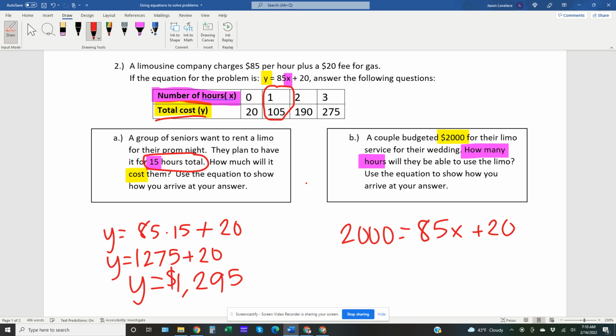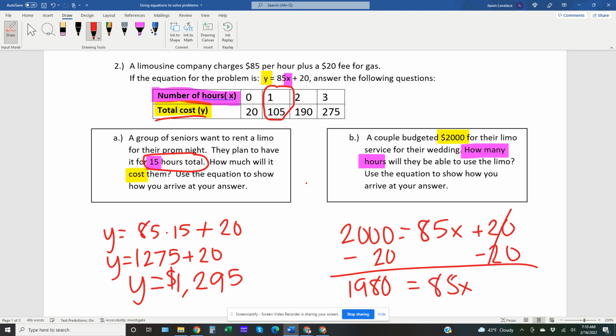I'm trying to figure out my number of hours, which in this scenario is X. So first, I'm going to take away the numbers on the right so that my X's are all by themselves. So I'll subtract 20 from both sides. So I get 1,980 is equal to 85X. And those 20s cancel out. Now I just need to divide by the coefficient, which in this case is 85.